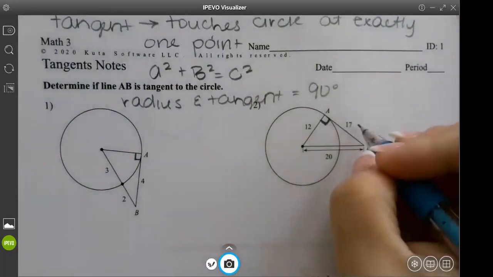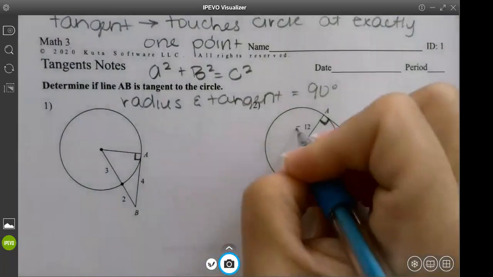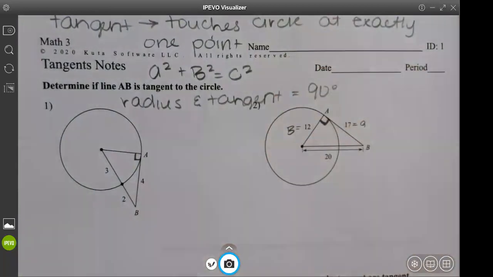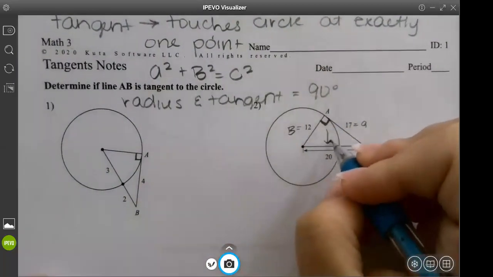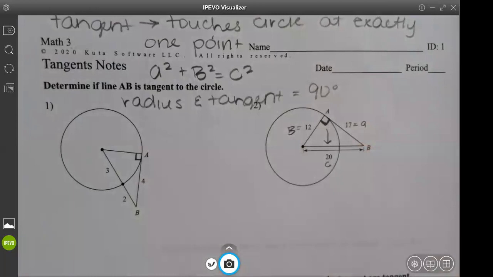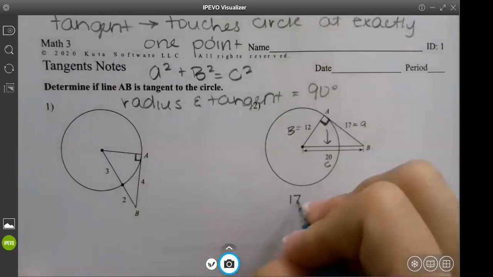So remember, either leg is going to be A or B. It does not matter. You can switch those up. So either one could be A or B. The one that's important is the one that's across from the 90 always has to be C. Okay, your longest side is always going to be C. So again, across from the 90 is your C. So we're going to set this up in the Pythagorean theorem.